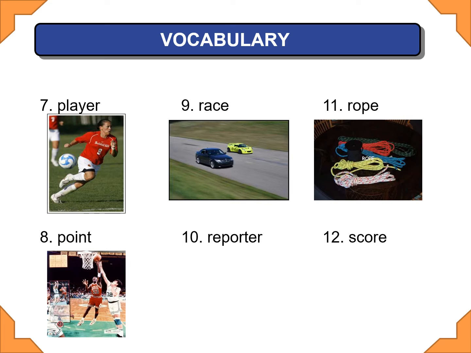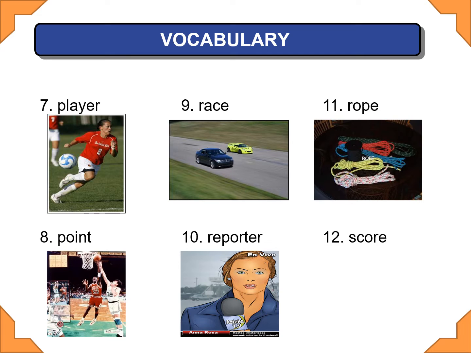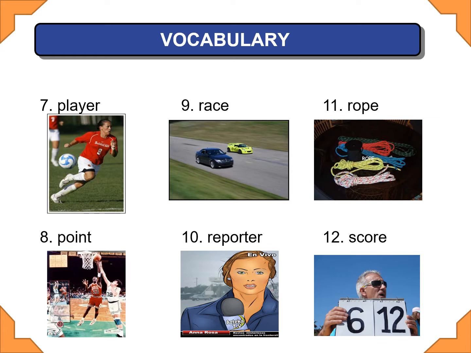Point. Point is exactly when you score for your team. That's a point. For example, you are going to win the game because you score 8 points and the other team scored 7 points, for example. Reporter. Reporter is the person who reports news or something else. That's a reporter. Score. A score is pretty much like getting points for your team. For example, 6-12. The team who won in this competition was the one who got 12 points as a score.